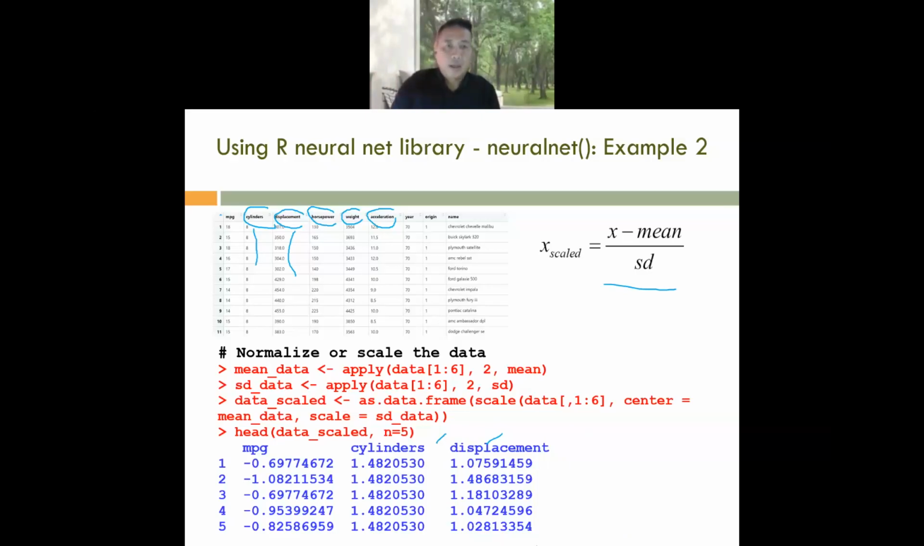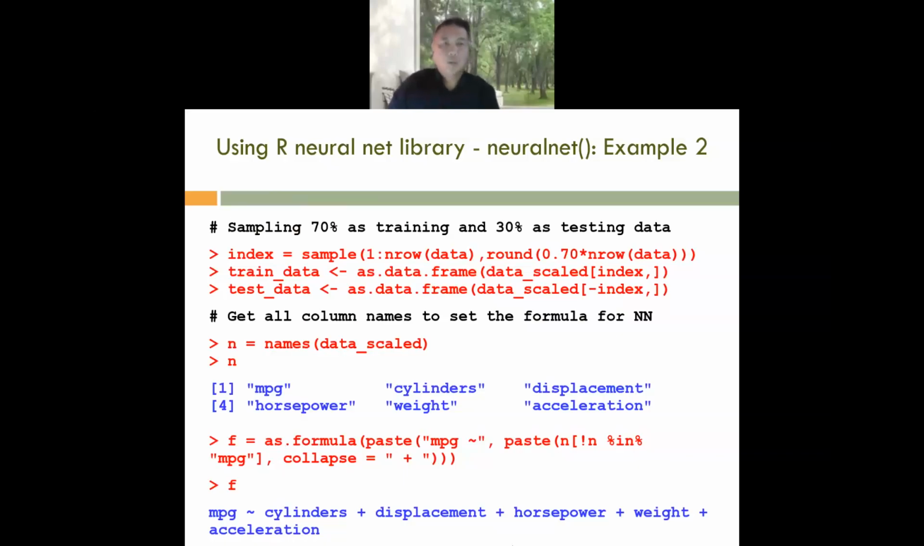Okay, so we will perform the normalization on columns 1 to 6. So 1, 2, 3, 4, 5, 6. We don't use the year, origin, and name, so we only take the 6. Your dependent variable will be miles per gallon, and your independent variables will be cylinder, displacement, horsepower, weight, and acceleration. Okay. Once you normalize them, we can divide them into training and testing.